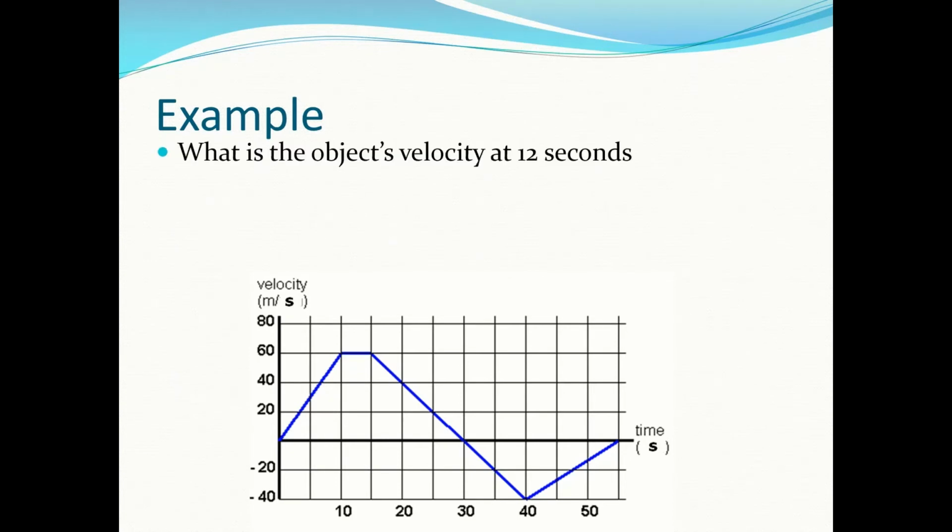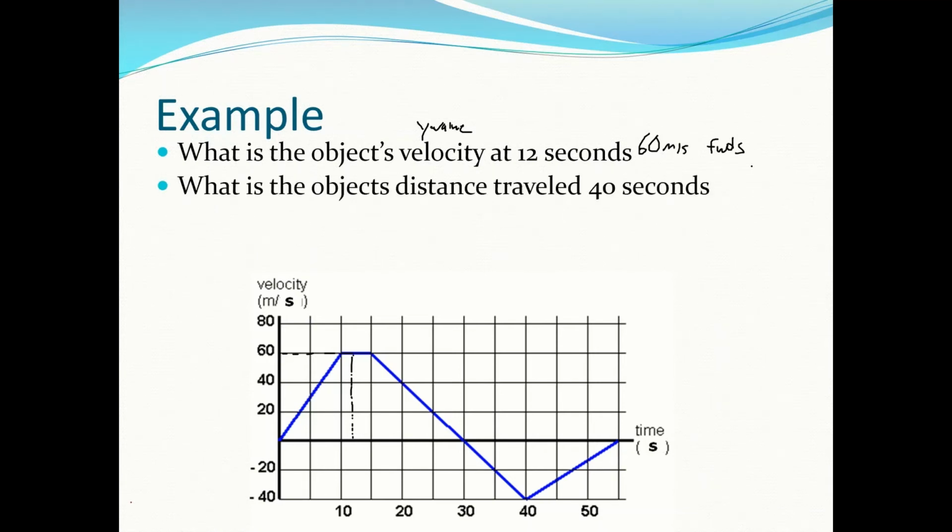So let's try an example that you could see on a test. What's the object's velocity at 12 seconds? Well, you have to use those summary charts that we had. What's velocity on a velocity time graph? Well, that's our y value. Well, that's easy. So I just have to find 12 seconds, which is about here, and then go to my y value, which is 60. So it's going to be 60 meters per second. And that's forwards. And that's it.